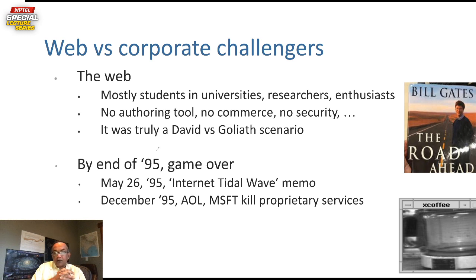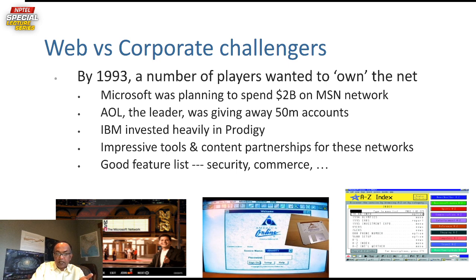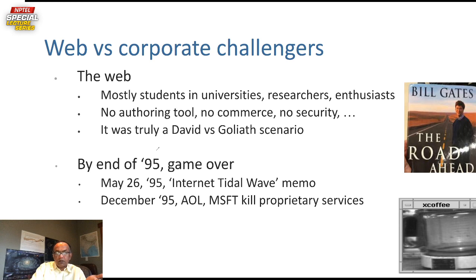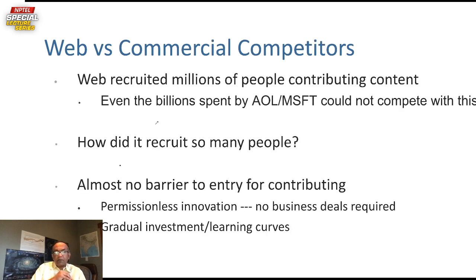The contrast in one year was dramatic. A year before then, the best services on the web were things like this coffee cam from somewhere in University of Edinburgh, I believe. On the other hand, you had these online services which had hundreds and hundreds of channels of absolutely fascinating content. So what happened? What happened was that if you wanted your content on AOL or Microsoft, you had to go do a business deal with them.